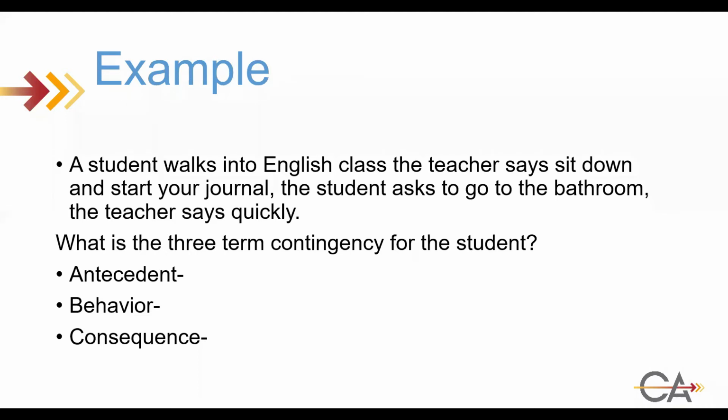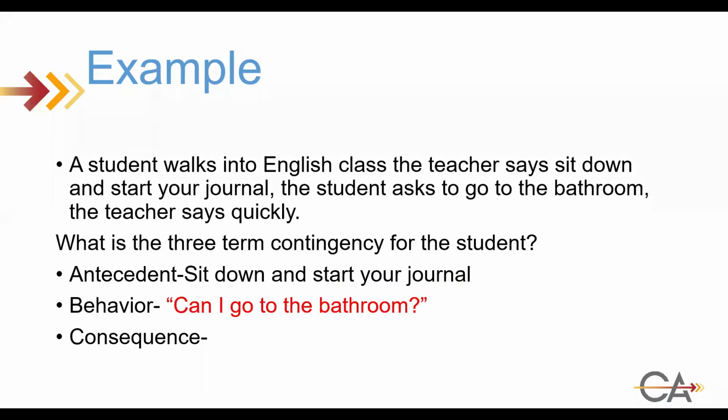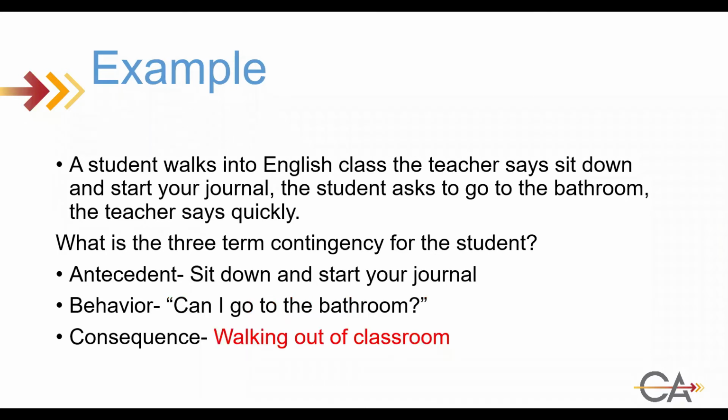Well, our antecedent, they were instructed to sit down and start your journal. So they were given a directive. Their behavior was asking to go to the bathroom. So, can I go to the bathroom? And then the consequence of that behavior in this situation was they got to walk out of the classroom. So that's our three-term contingency when we're looking at a school.